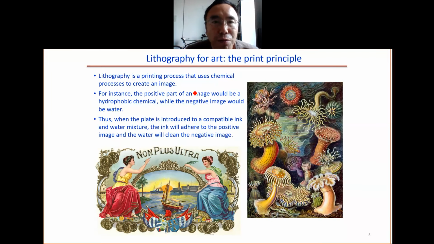So this is lithography for art. We can use a printing technique to pattern some areas with hydrophobic chemicals. Then we can put the plate into ink. The ink will go to the hydrophobic area. In this way we have the image. The image here has the ink, and it is hydrophobic.